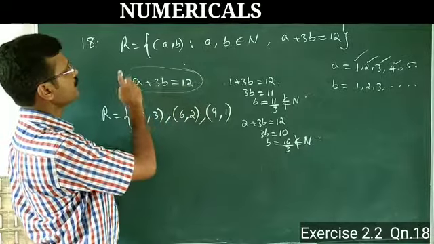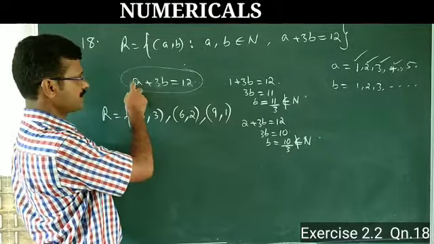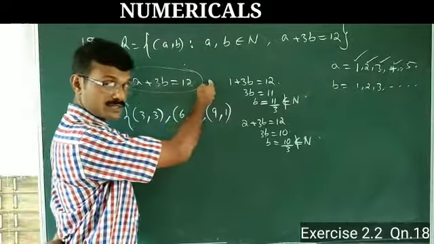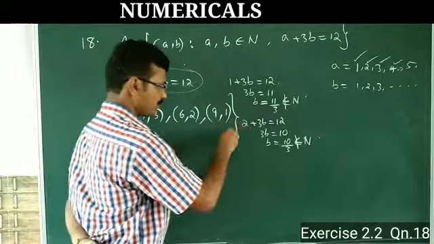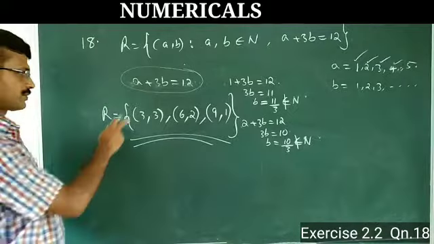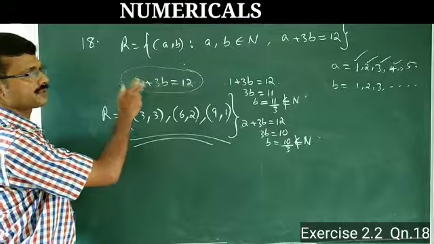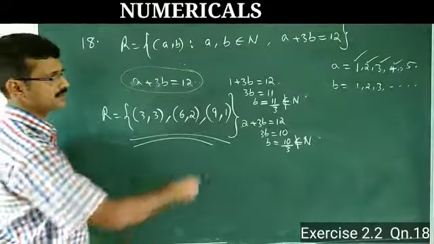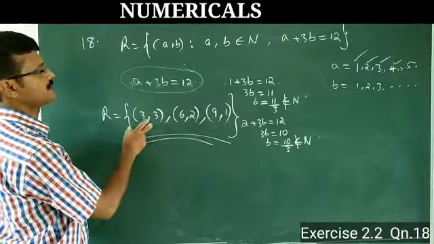Now if you put anything more than that, 13, you can see a negative number coming. 12 minus 13 is minus 1, and minus 1 by 3 is not a natural number. So only these are the possibilities, we can stop here. So R has only 3 elements: (3, 3), (6, 2), (9, 1). These are the elements of this particular relation. So only select the required elements and write them.